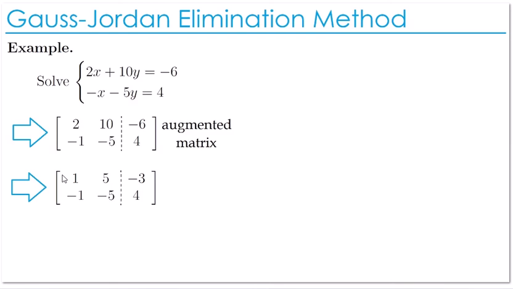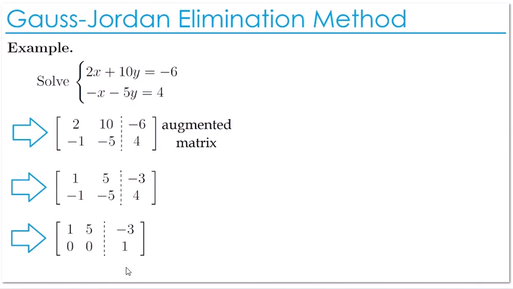Let us make the entry below the leading one a 0 by adding row 1 to row 2. Right? If we add this, we will get here 0. So negative 1 plus 1, this would be 0. Negative 5 plus 5, this would be 0. And 4 plus negative 3, we have here positive 1. Indeed, we have 0, 0, 1. So after that step, we fortunately got the leading one as well for the second row. Here, this is our leading one for the second row.